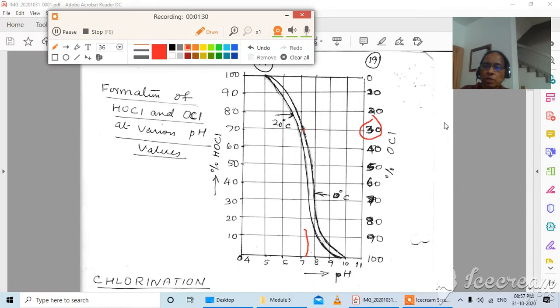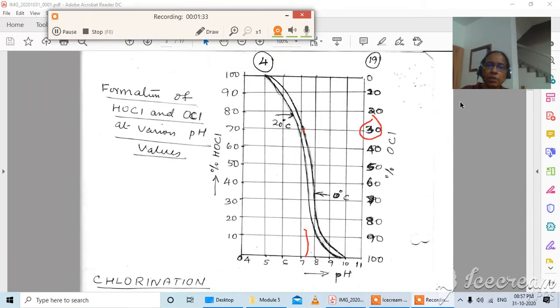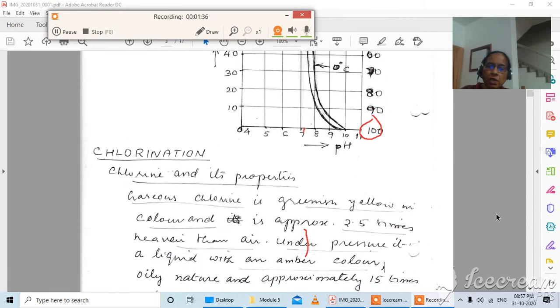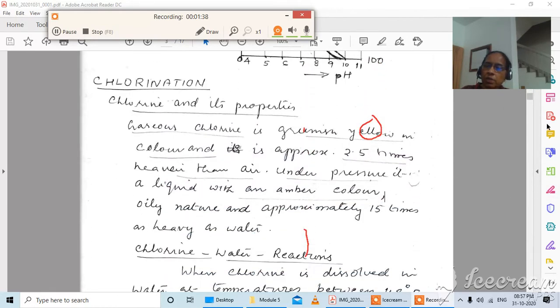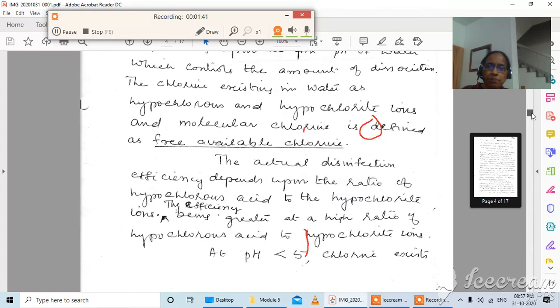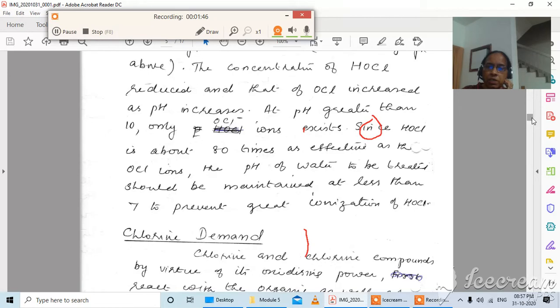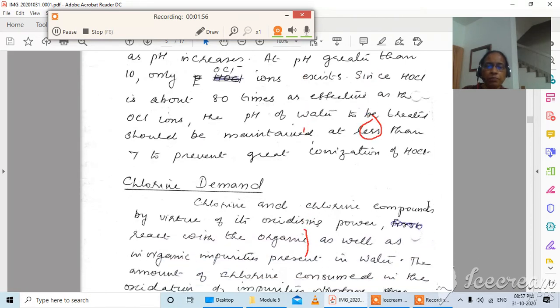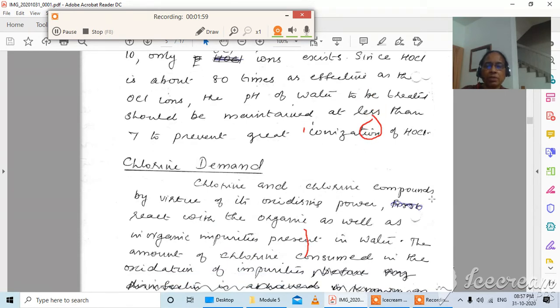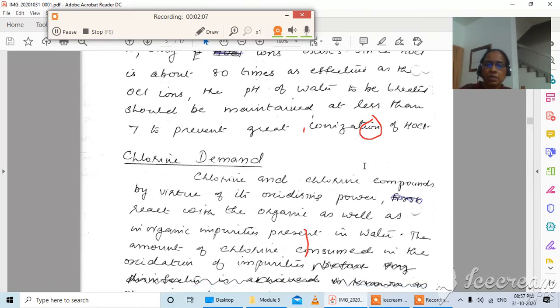Now coming to the next point, that is free chlorine, that is free available chlorine. Earlier we discussed, what is free available chlorine? It is the concentration of HOCl, OCl and the elemental chlorine together. That is the free available chlorine. Now what is chlorine demand? Chlorine demand is how much chlorine you have to add.